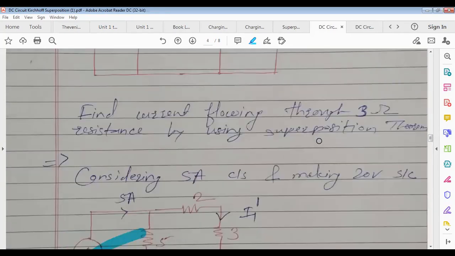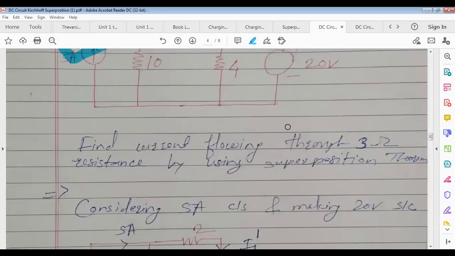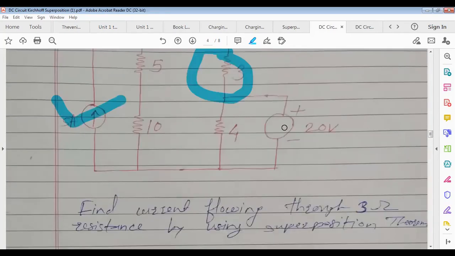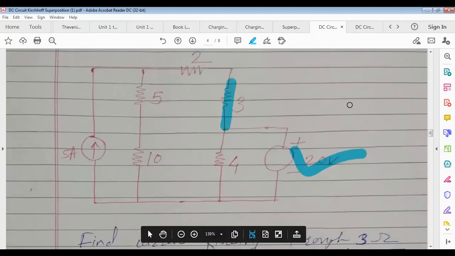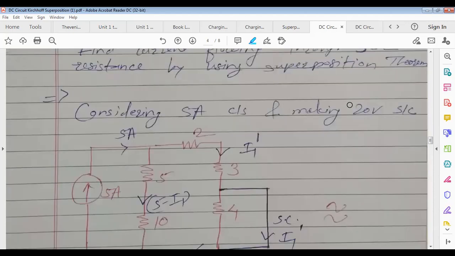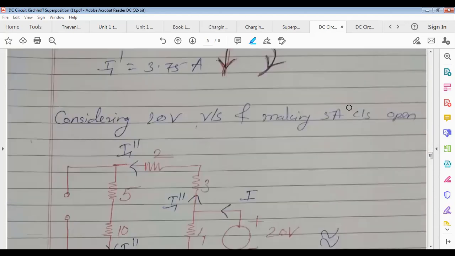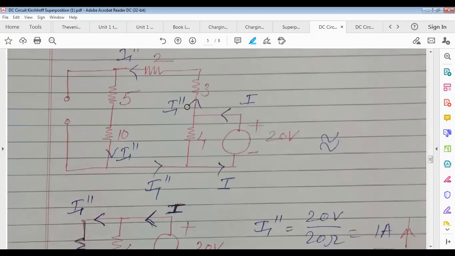Or another question: only with the 20 volt voltage source, find out the current flowing through the 3 ohm resistance. So using the superposition theorem, means IL double dash you have to find out. See here, the 5 ampere source we make open.